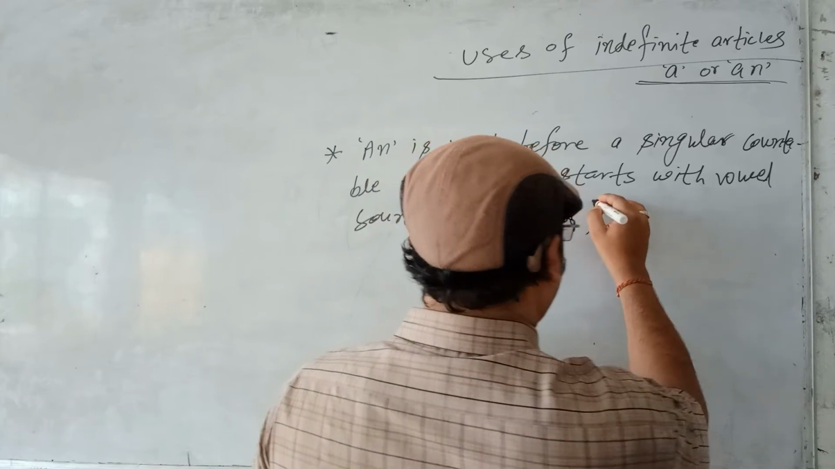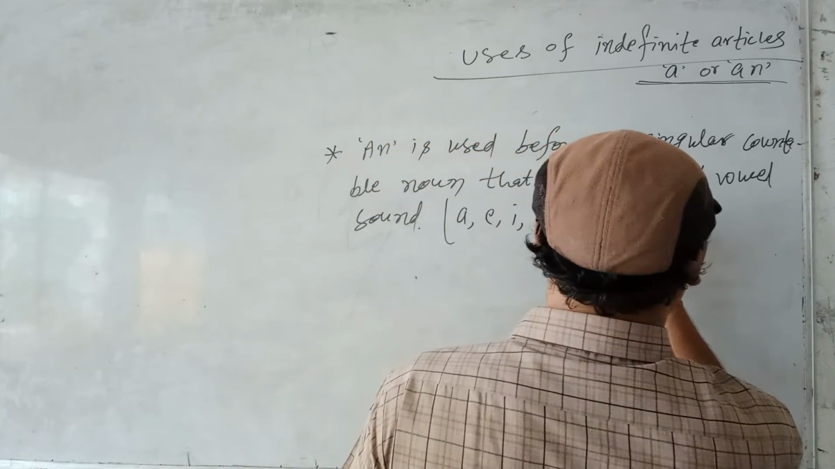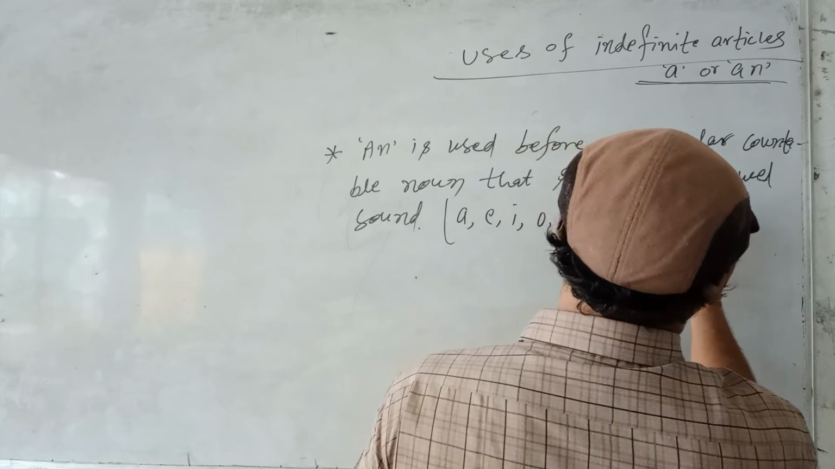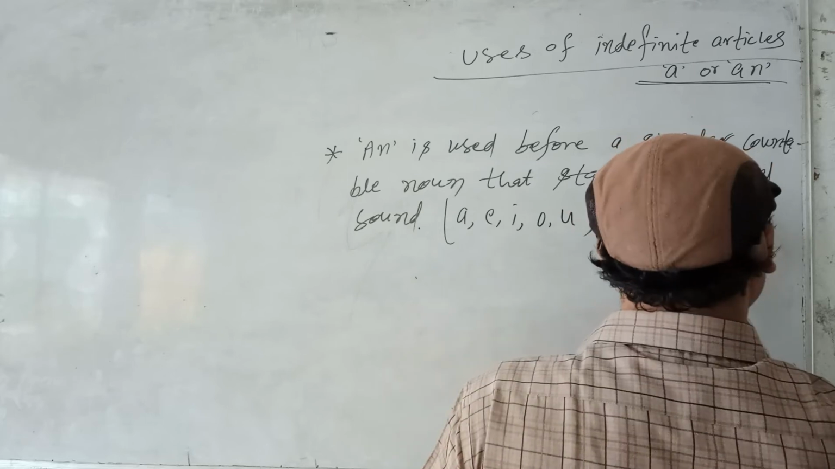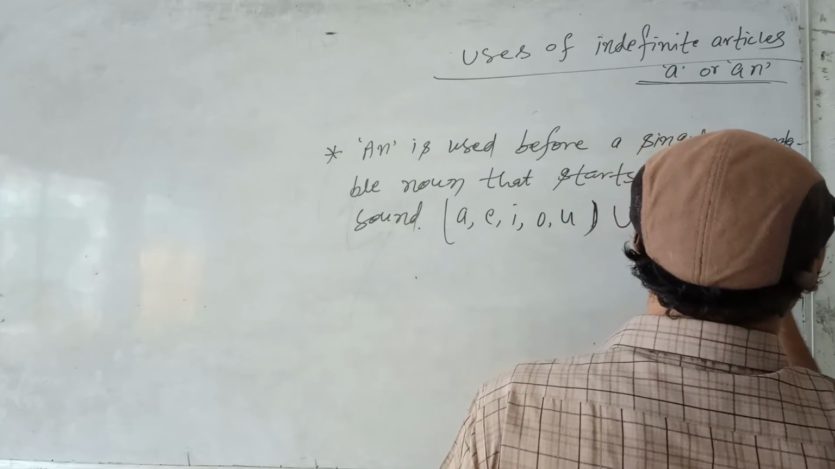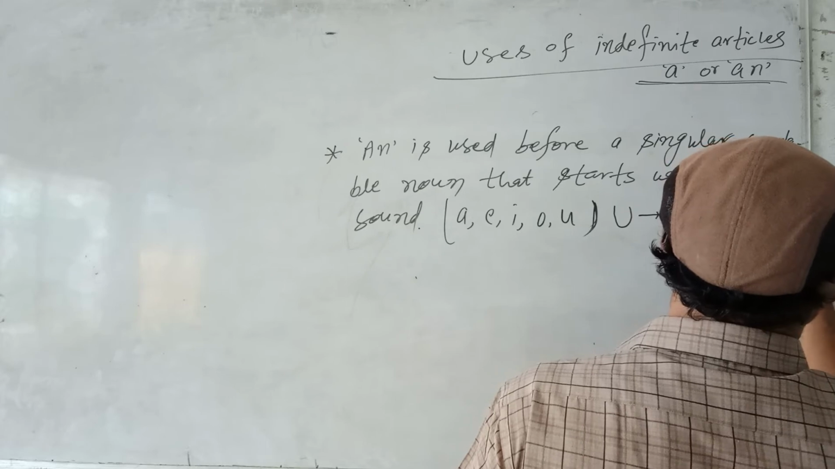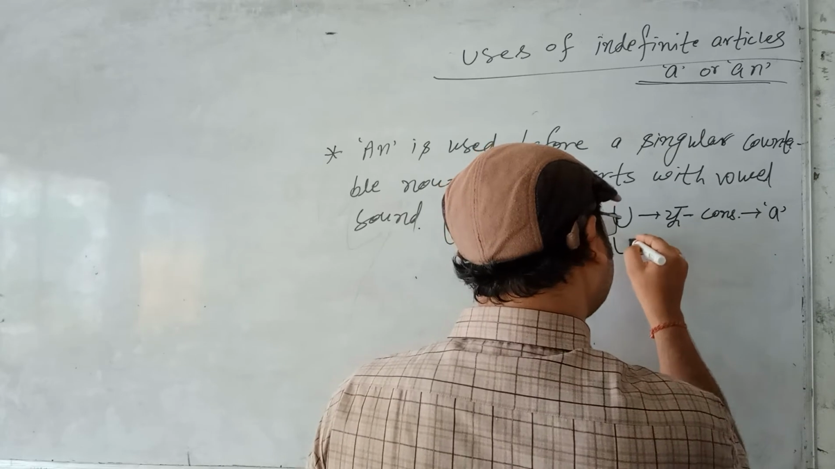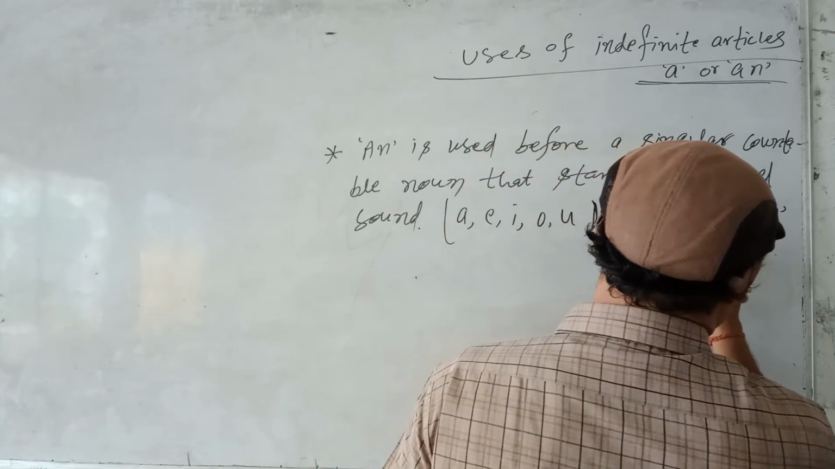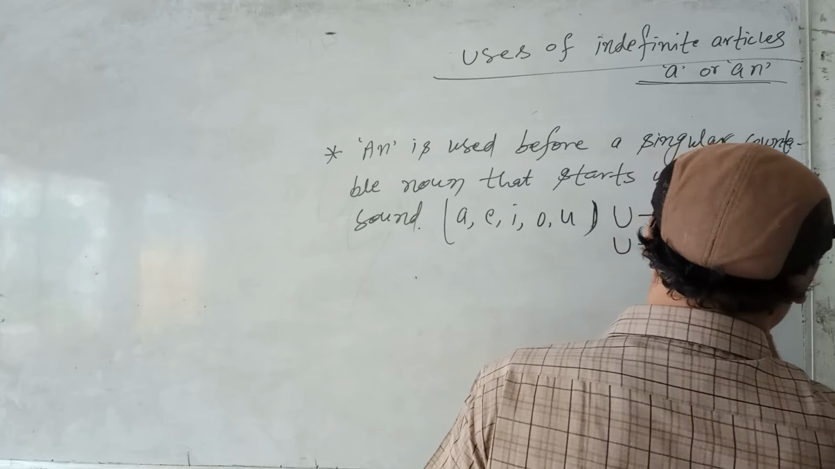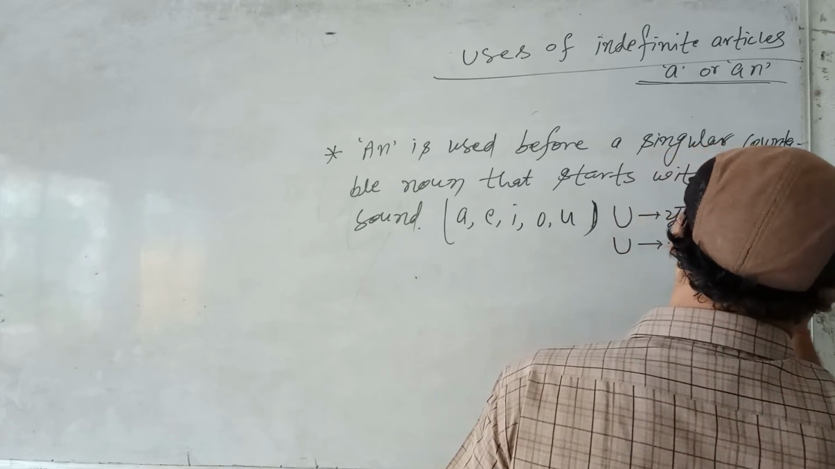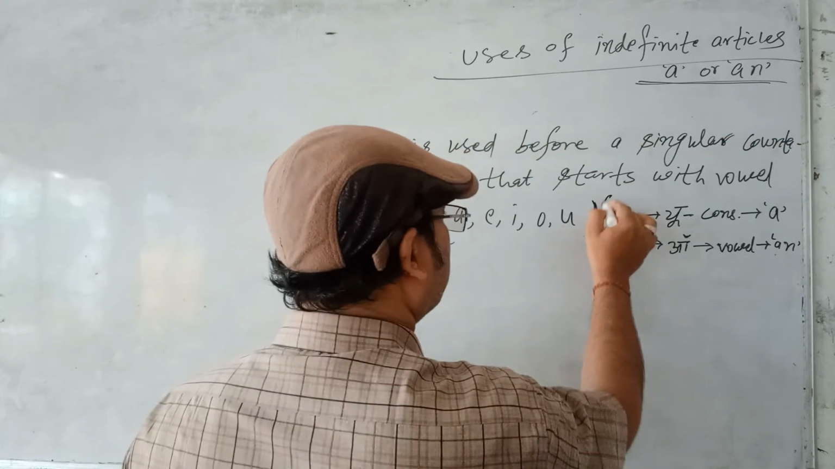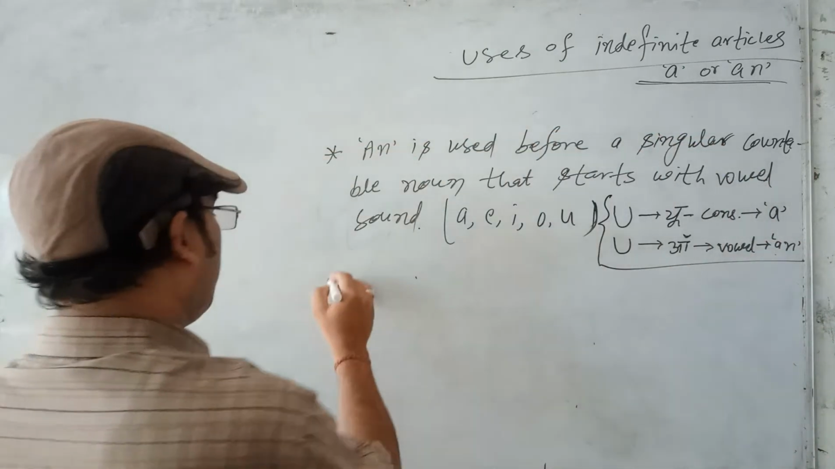Now, an information I am going to give you. If this U has a consonant sound, it is a consonant and is used with a. If this U has the sound like A, this is a vowel and an is used. Students, remember this one.